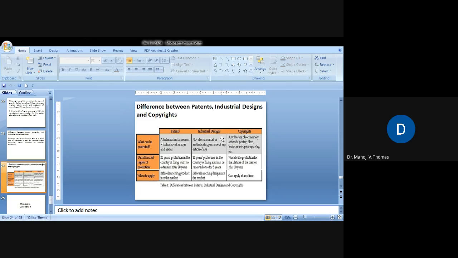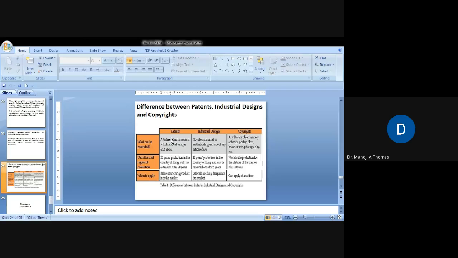Here in the table, if it is visible to you, you can see three columns: patents, industrial designs, and copyrights. Along the rows, first row, what can be protected. Second row, duration and region of protection. Third one, when to apply. So first one, what can be protected.